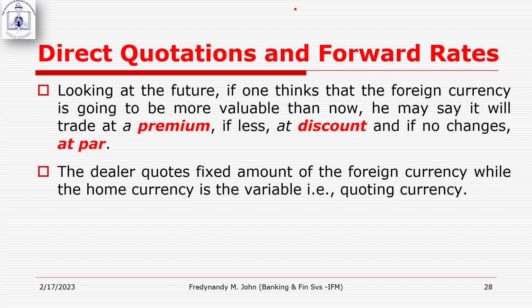The dealer quotes a fixed amount of the foreign currency, while the home currency is variable. Remember, the home currency is the quoting currency or price currency. So always the dealer, remember, dealers are banks. I want to use banks more because we are bankers. So banks will always quote a single unit of foreign currency for variable units of the domestic currency.